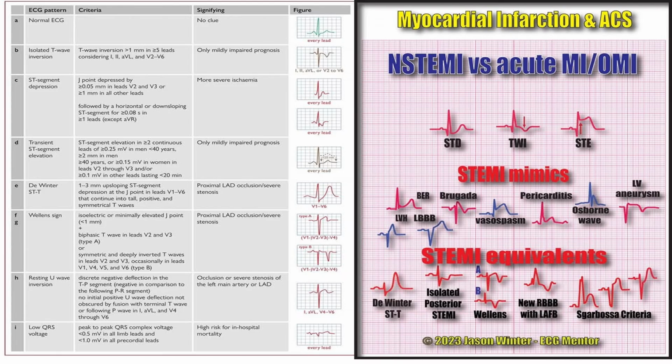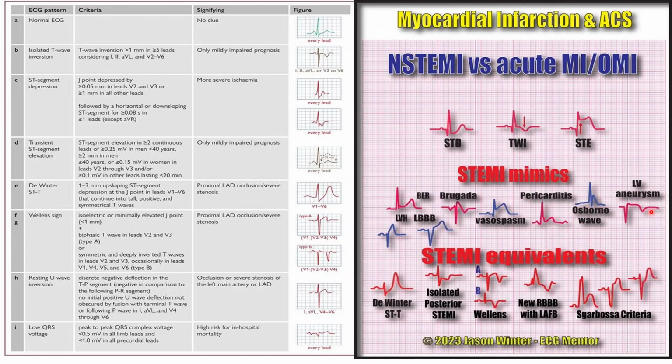Then we look at some ECGs, okay, so that is myocardial infarction, and then we have some ST elevation MI mimics as well as ST elevation MI equivalents, okay. So this is just an ECG showing ST depression, as you can see here. Then this one is showing T-wave inversion. Then this one is showing ST elevation, okay.